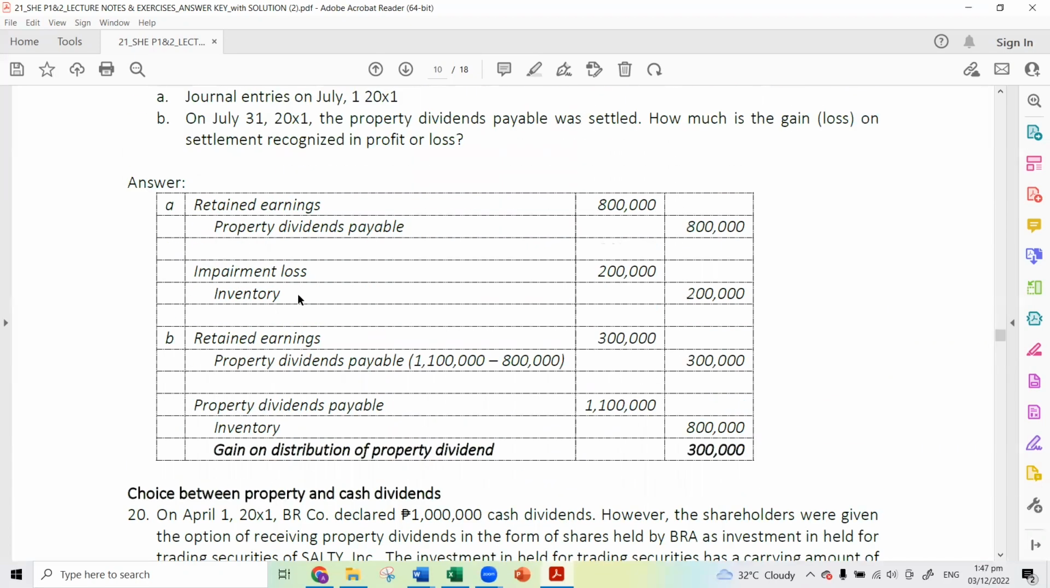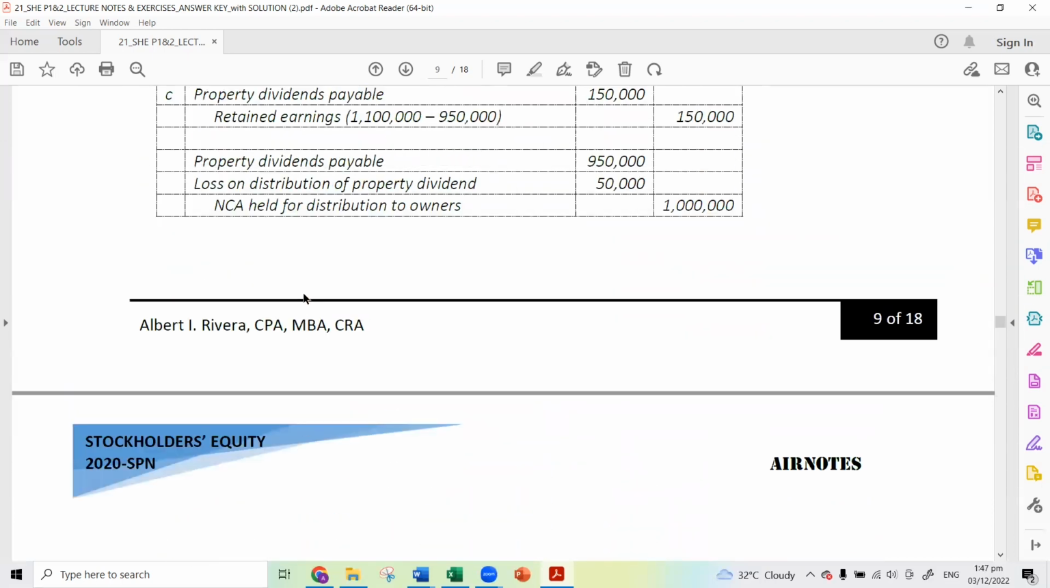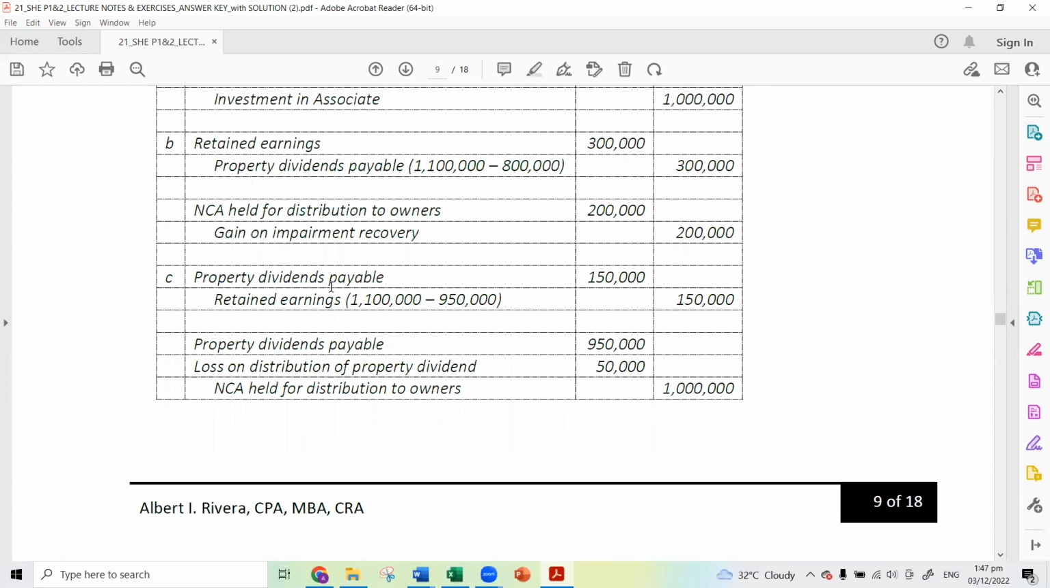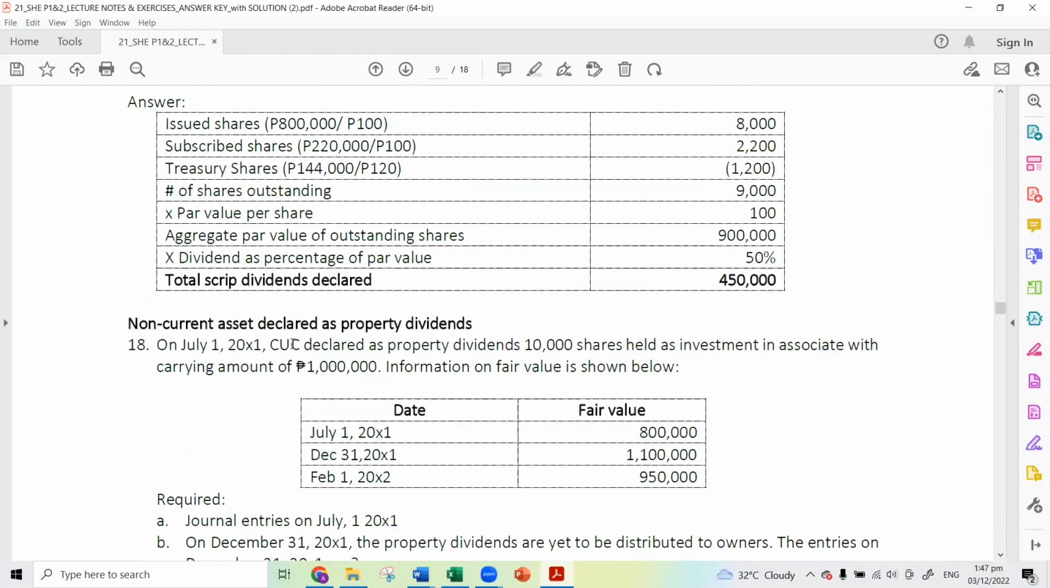However, class, in the case of detachable warrant, no, in this case, class, no, the detachable warrant is not an embedded derivative, but a standalone instrument that should be accounted for separately. Okay, so let's have this example.